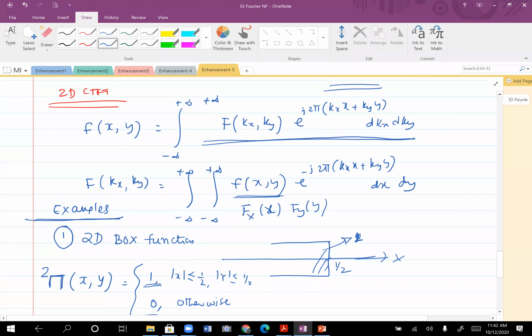Okay, now this is a 1D function. You could write it as, you could separate it here, e power minus j 2 pi kx into x multiplied with e power minus j 2 pi ky into y, isn't it? Now all you do is take these two together and the other two together, and then you separate this dx dy. Then this is nothing but the definition of the one-dimensional continuous time Fourier transform.